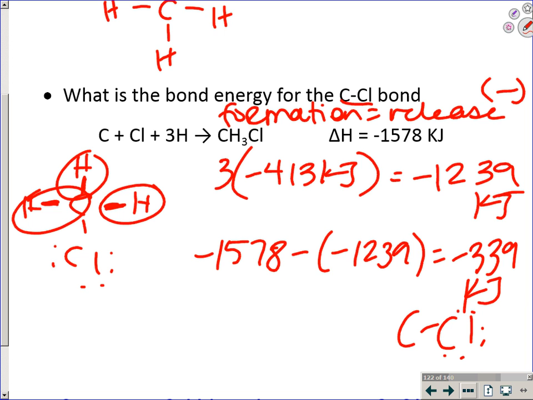Is that greater or lesser in energy than those CH bonds? Why is this one lesser in energy between the C and Cl versus CH? Just decide within your group first. Maybe think a little bit more than just the next week.